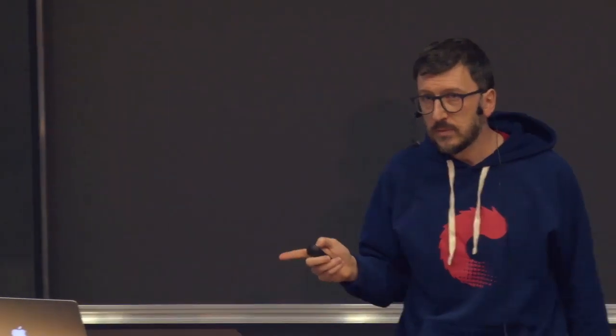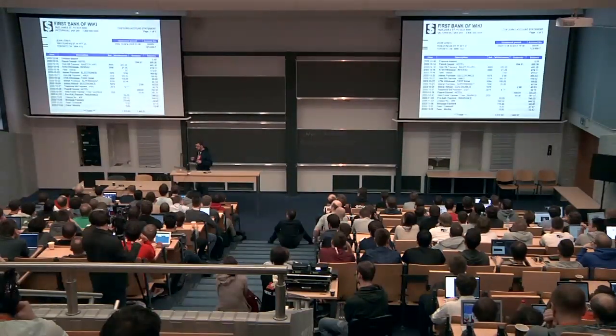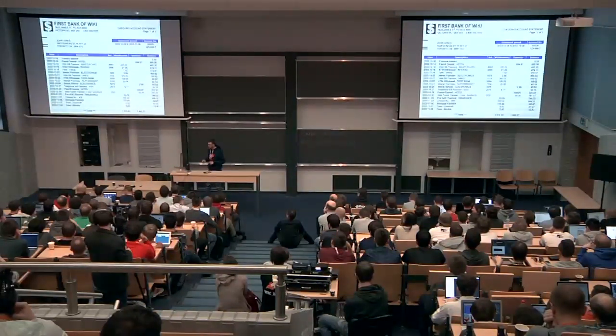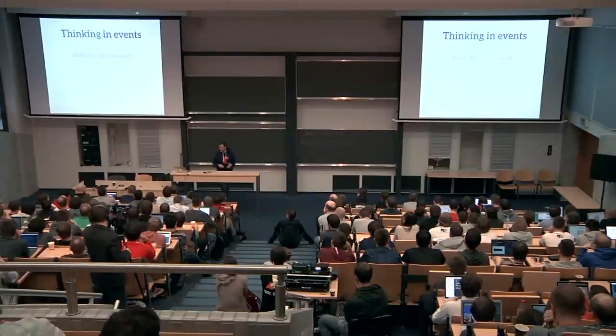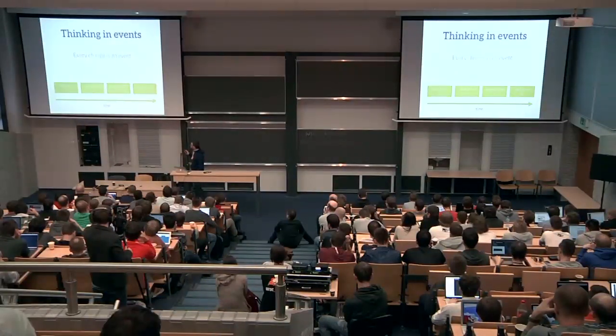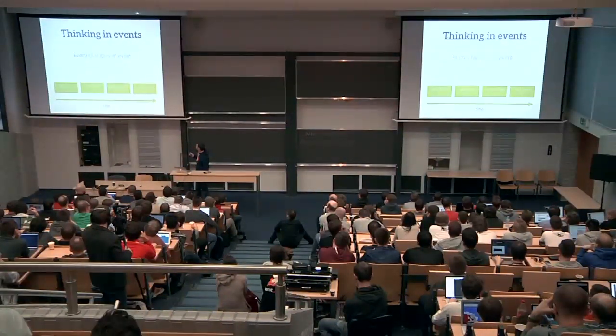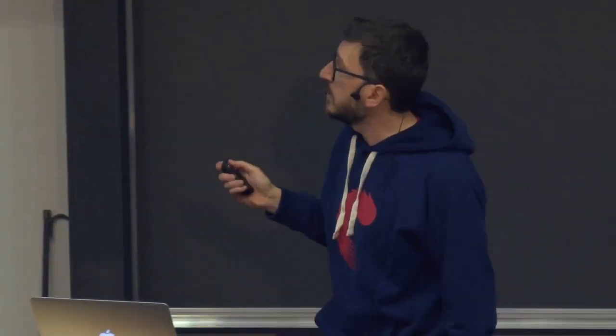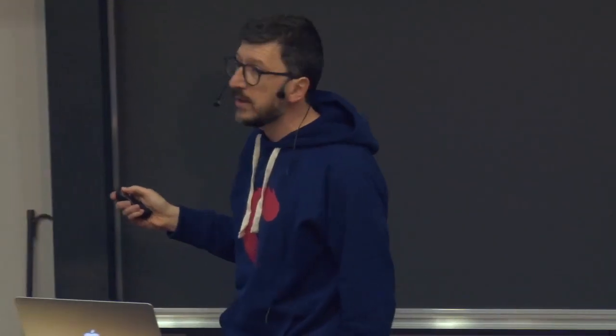If we use the same approach in our application, something begins to change. So we can start thinking in events. Every change the user does with our system is an event. And if we persist the events, we can rebuild the state starting from events. Okay? So if we store the fact that the user adds item 2, removes item 1, adds item 3, at the end we know that our basket contains item 2 and item 3. But we also know that in the past, he had item 1 and removed it.